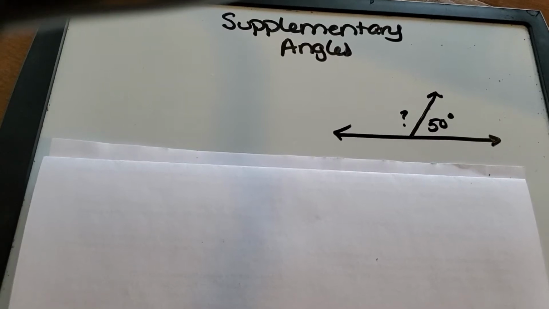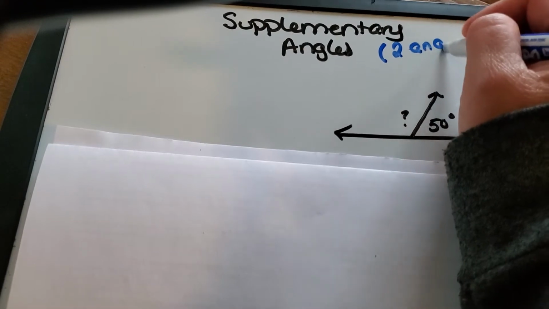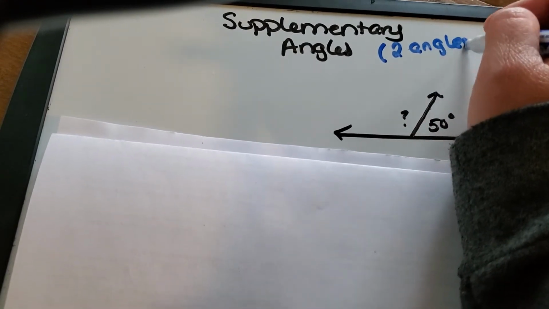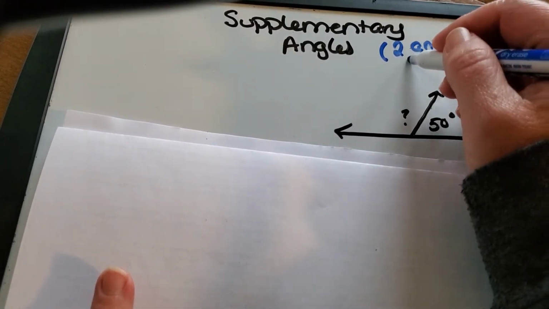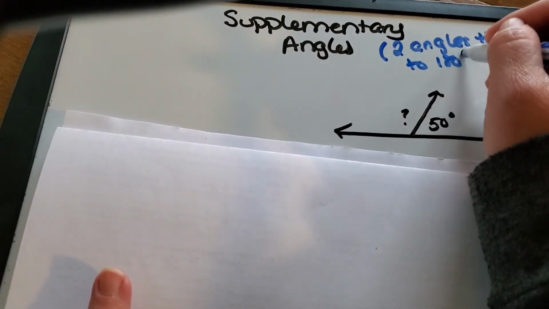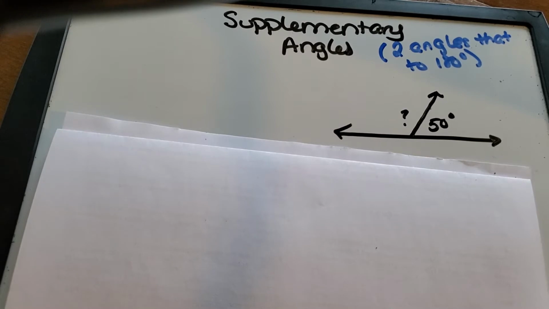Hi everyone, today we are talking about supplementary angles. This is the video that goes along with assignment number 15, and you need to know that the definition of supplementary angles is when you have two angles that add to 180 degrees. Supplementary is when you have two angles that add up to be 180 degrees.